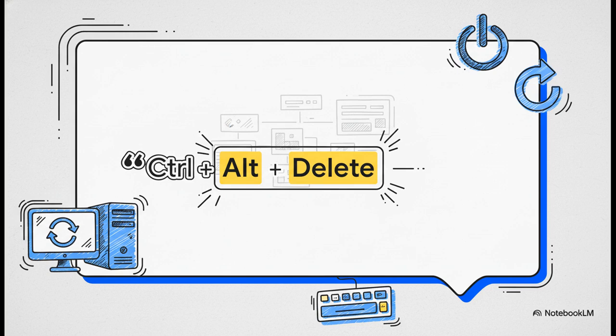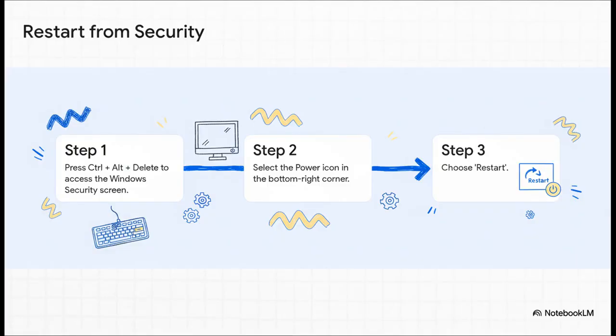See, this command is designed to interrupt everything else that's going on at a really deep level, which is why it usually works even when your computer seems totally frozen. When you press Ctrl-Alt-Delete, it brings you to this special Windows security screen. And even if your desktop is completely stuck, you can almost always still get to that little power icon in the bottom right corner and choose Restart.